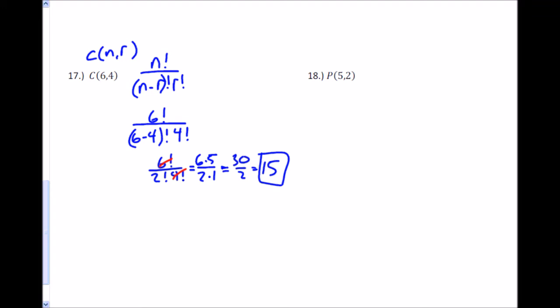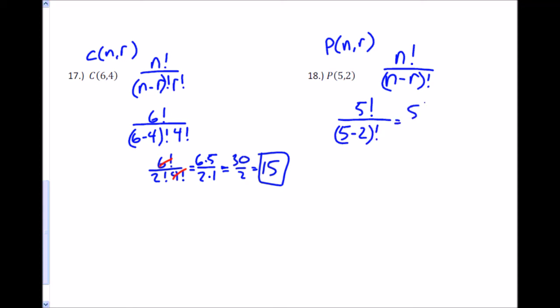And number 18, this is a permutation. So the permutation of n choose r, remember, is n factorial over n minus r factorial. And so now this is going to be 5 factorial over 5 minus 2 factorial. So that's 5 factorial over 3 factorial. Again, I can reduce this. Those cancel out to 5 times 4 with a 1 left in my denominator, which is just going to equal 20. Okay? And the other way to do that, remember, we do have our combination and permutation buttons on our calculator.